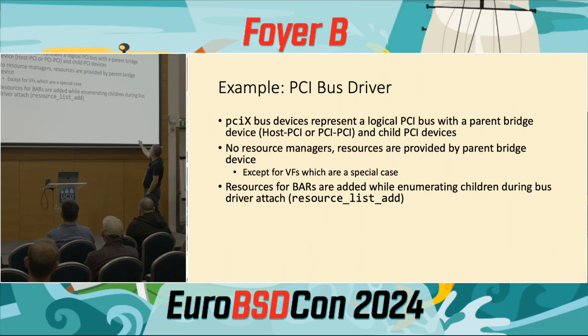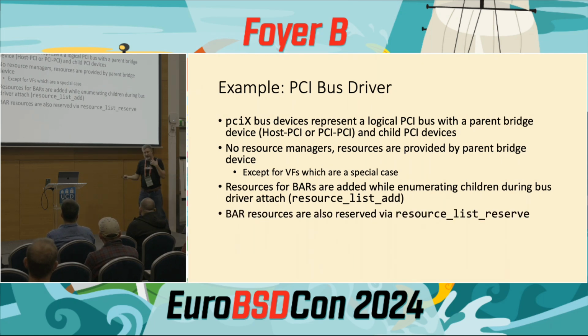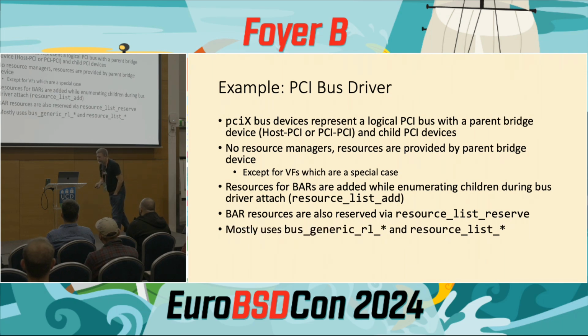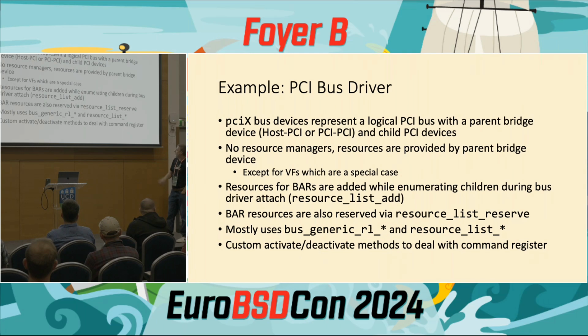So as we enumerate devices, we size all the BARs. We use resource_list_add to add every BAR to the resource list for my given device. If the device has actually been assigned a valid range by the firmware during boot, then we'll also reserve that resource range to ensure it's reserved. And then that means that for the most part, we can just use bus_generic_rl_* and resource_list_* to handle a lot of the resource management. And we don't have to deal with too much of the gross details in the PCI bus itself. And then, as I mentioned earlier, the PCI bus does have custom methods for activate and deactivate to deal with the bits in the PCI command register so that we turn them on when you're activating a resource.